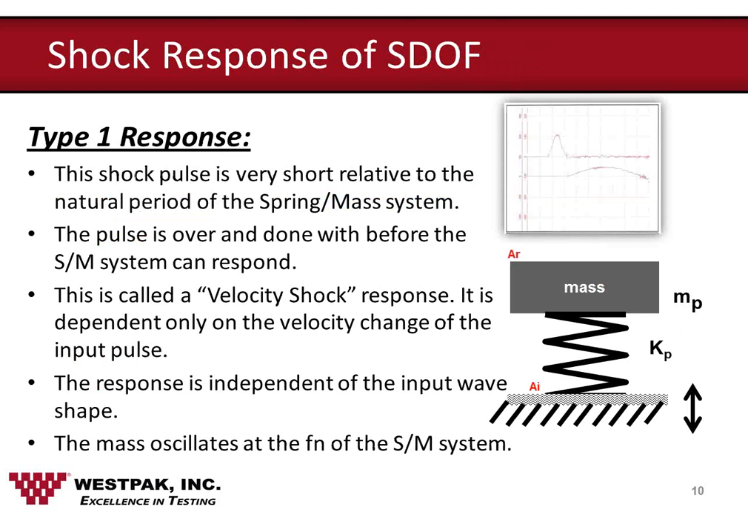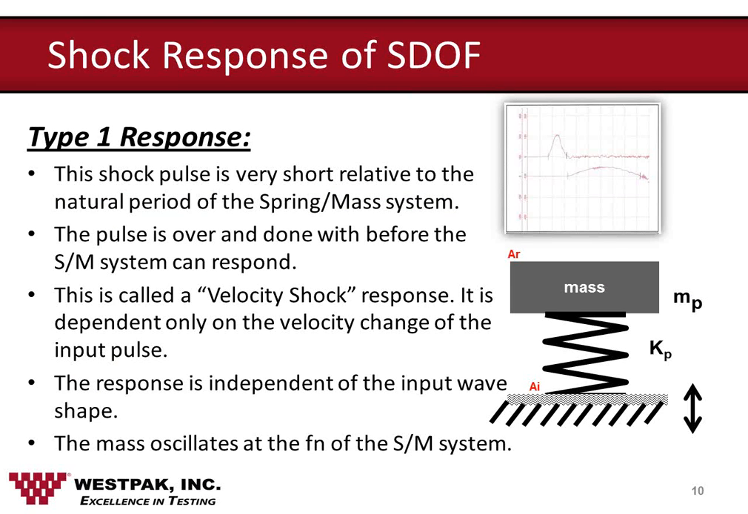It turns out that there are two very distinct methods or manners in which this spring mass model or system responds to a shock input. Much of this difference depends on the duration of the shock input, or what can be thought of as its frequency, which is essentially 1 over the duration, relative to the natural frequency of the spring mass system. Again, if you want to define the natural frequency, refer to the previous webinar on the Westpak website.